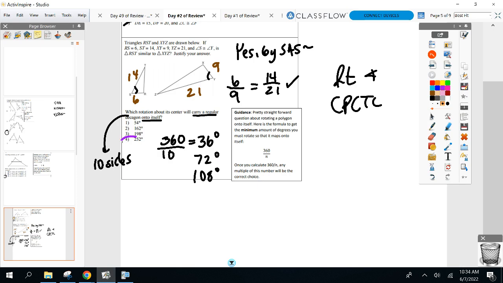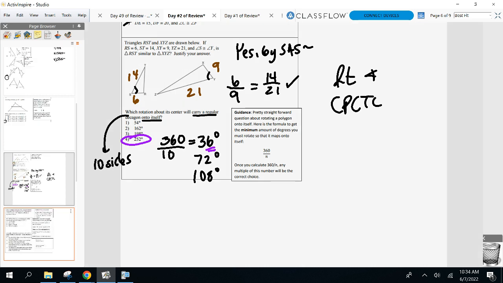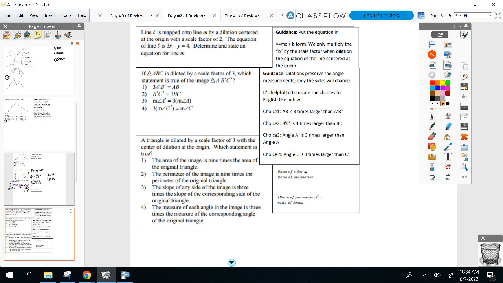252, yep. So if your original answer is not there, don't worry. Don't get nuts. Just keep adding that number again, and it'll eventually be there. All right, we good? All right, the second half of today is how to dilate a line.